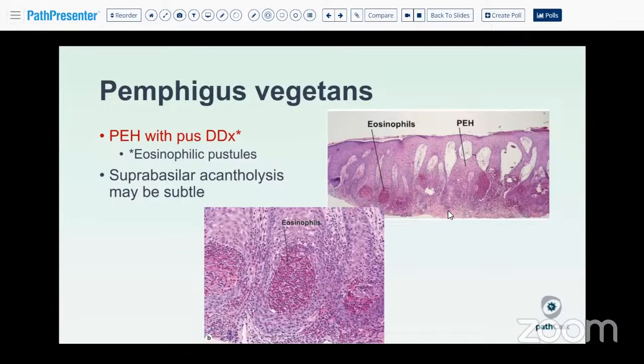Pemphigus vegetans was another answer choice because it is on the PEH with pus differential. Again, this form of PEH with pus is unique. So it has the asterisk because it's eosinophilic pustules rather than neutrophilic pustules like the rest of the differential. And it's important to recognize that pattern because oftentimes the suprabasilar acantholysis, the pemphigus part of pemphigus vegetans, can actually be really, really subtle. So when you see pseudoepitheliomatous hyperplasia and eosinophilic pustules, think about pemphigus vegetans, and consider getting a DIF to exclude the possibility.